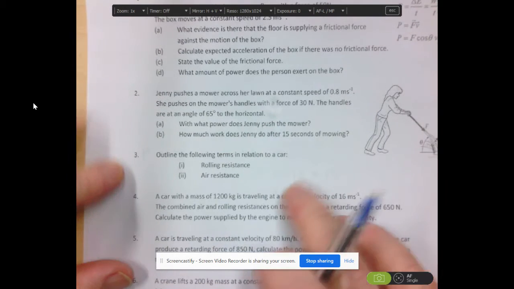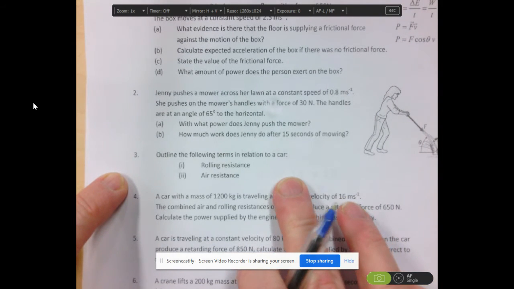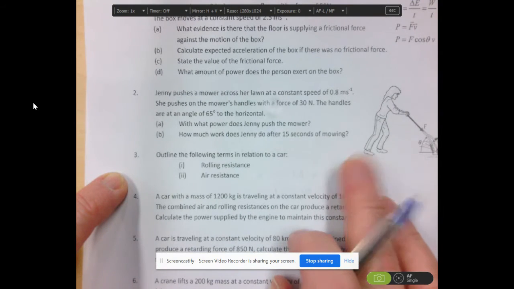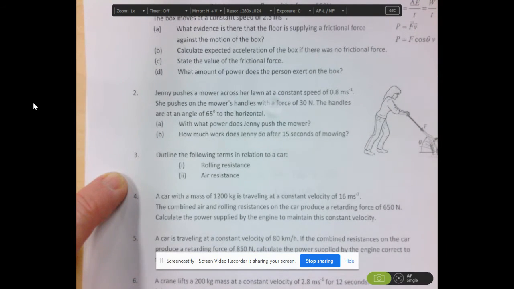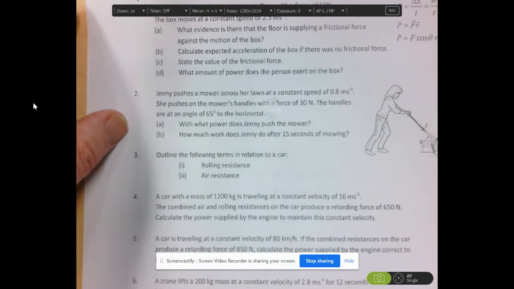The next part is to outline the following terms in relationship to a car. You can find this information in your textbook, in the little section after this section. You'll find the reference to the pages in the description on Compass.